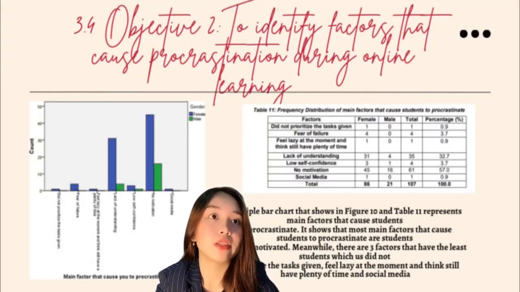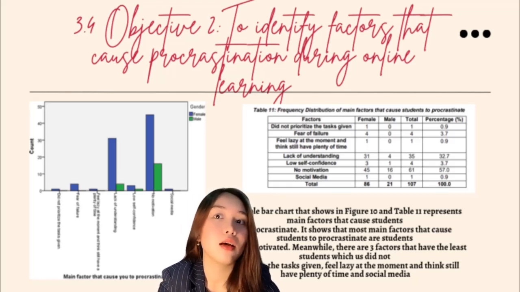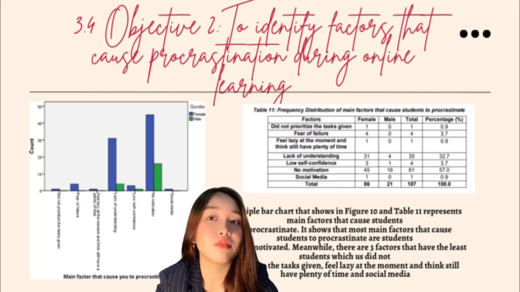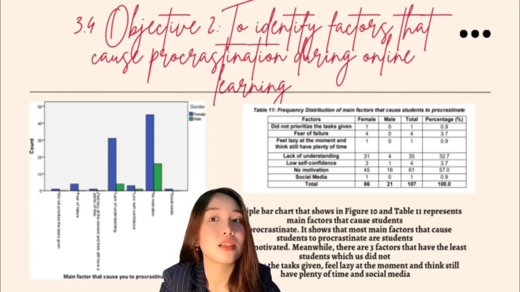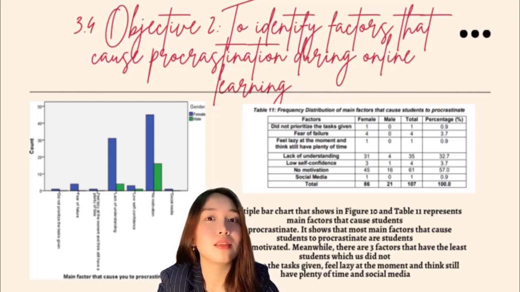The second objective is to identify factors that cause procrastination during online learning. The multiple bar chart shown in Figure 10 and Table 11 represents the main factors that cause students to procrastinate. It shows that the main factor that causes students to procrastinate is that students are not motivated. Meanwhile, there are 3 factors that have the fewest students, which are students did not prioritize the task given, feeling lazy at the moment and thinking they still have plenty of time, and also social media.